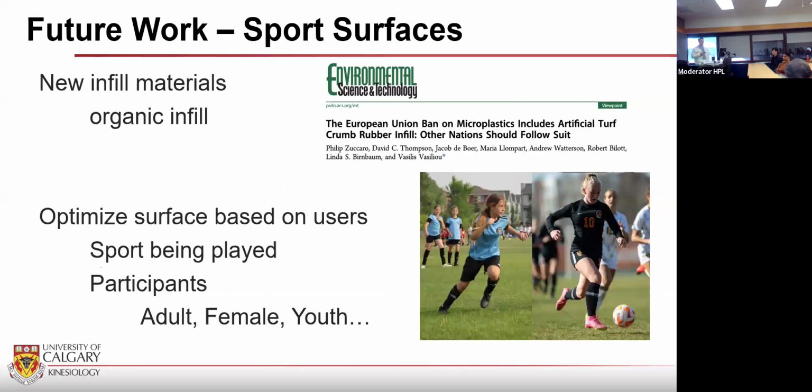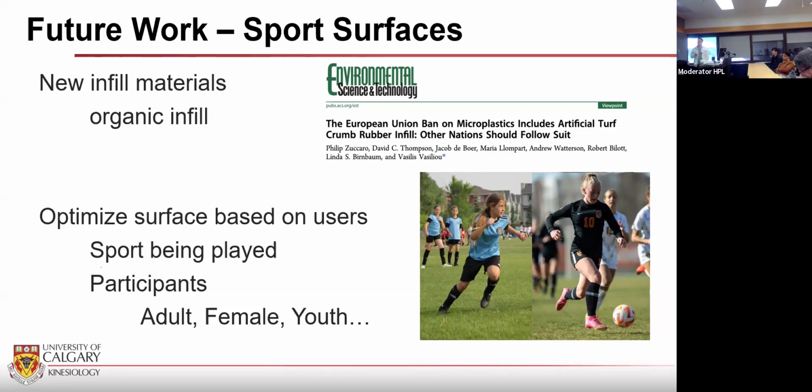So in terms of some future work on sport surface that we're currently doing, one is looking into new infill materials. So the European Union recently passed a ban on microplastics. So this includes artificial turf, the rubber crumb. I believe this comes into effect in 2028. So all the artificial turf companies are now looking at a surrogate to those rubber infill and specifically looking at different types of organic infills and how they can find the best organic infill for these surfaces in Europe.